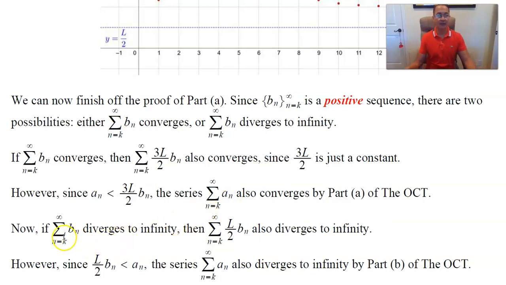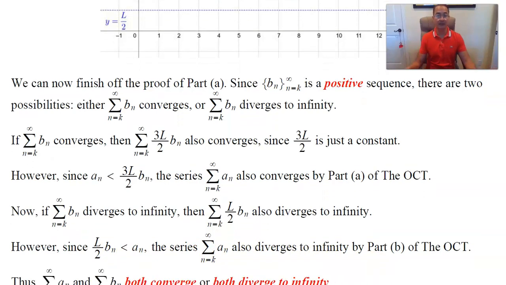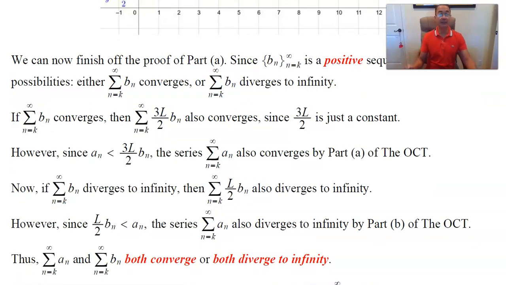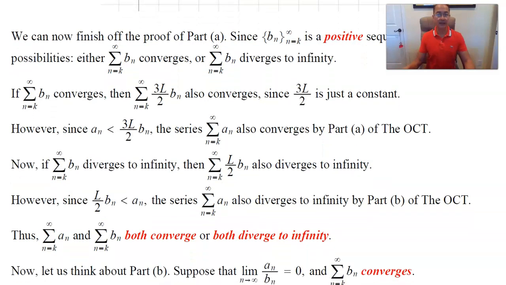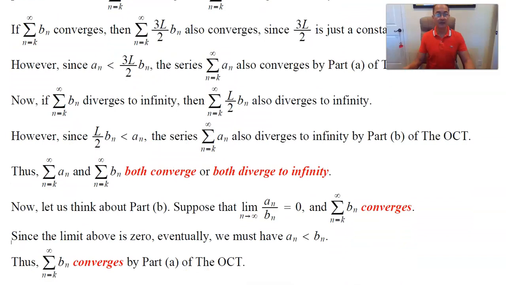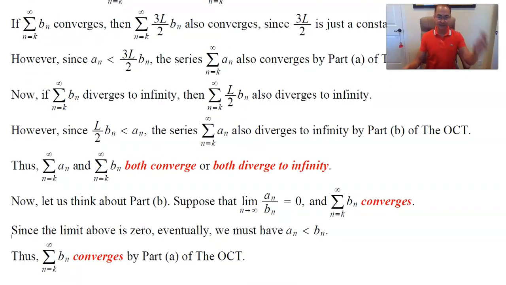Flip side, what if the other series diverges to infinity? Well, this time the summation of L over 2 b_n also diverges to infinity. But this time, a_n is bigger than L over 2 times b_n. And since a_n is bigger than a divergent series, the a_n must also be a divergent series. In other words, summation a_n and summation b_n either both converge or they both diverge to infinity. Yay!